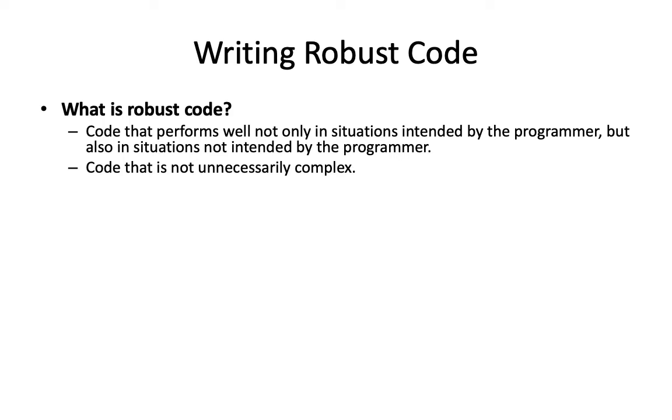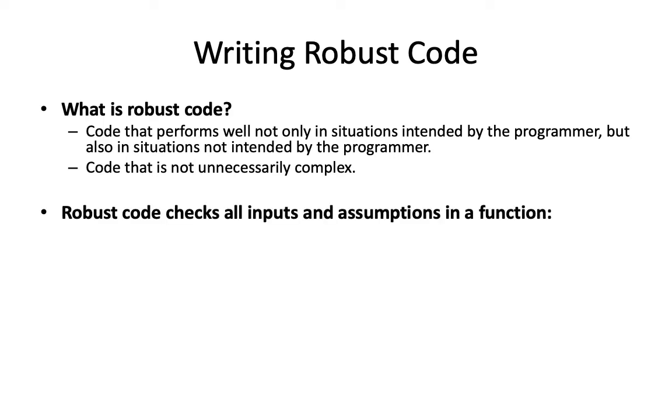Robust code is also not unnecessarily complex. It tries to be as simple as possible, and that helps make it more readable, and it also helps make it easier to maintain and understand. Typically, robust code checks all inputs and assumptions in a function.